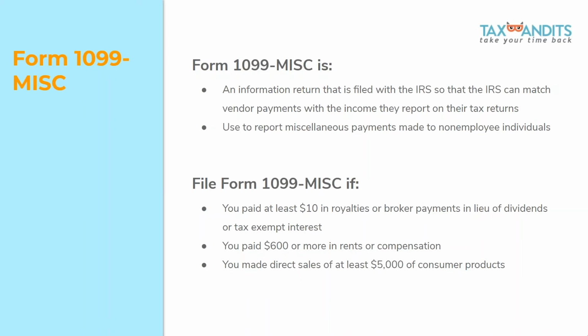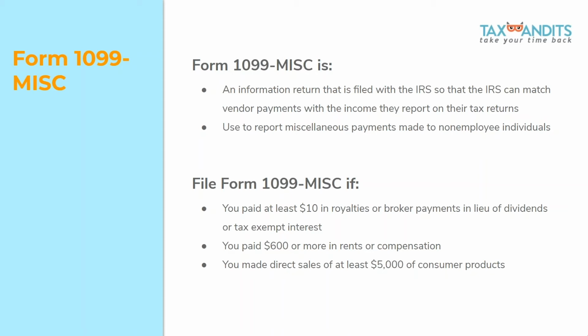So Form 1099 Miscellaneous is an information return that is filed with the IRS, so the IRS can match vendor payments with the income they report on their tax returns. Essentially, it's telling the IRS what you paid contractors throughout the year and what contractors will owe as well.